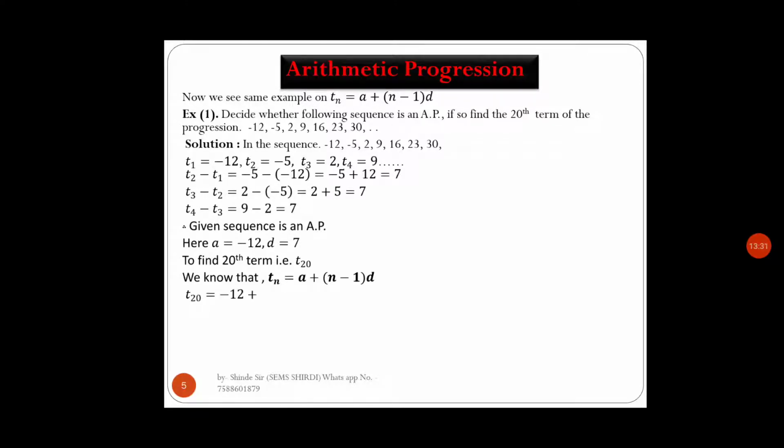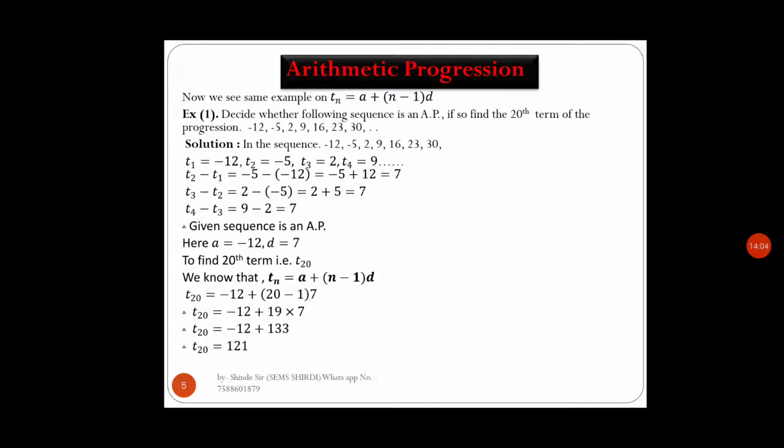Now T20 is equal to A, which is minus 12, plus (n is equal to 20 minus 1) into 7. Therefore T20 is equal to minus 12 as it is, plus 20 minus 1 is 19, into 7. Therefore T20 is equal to minus 12 plus 19 into 7, 133. Therefore T20 is equal to 121.